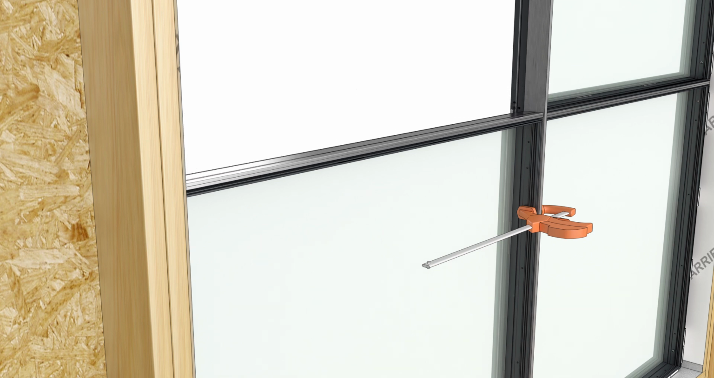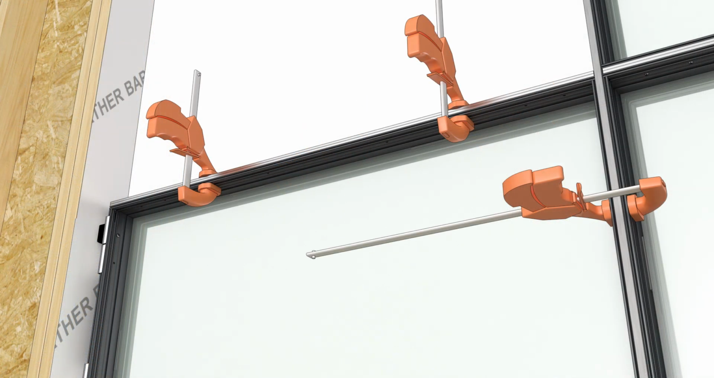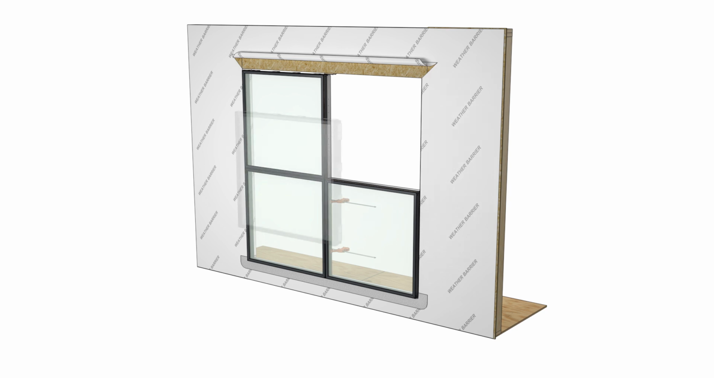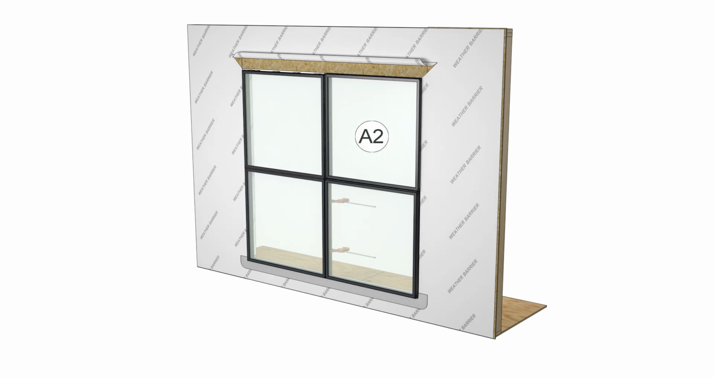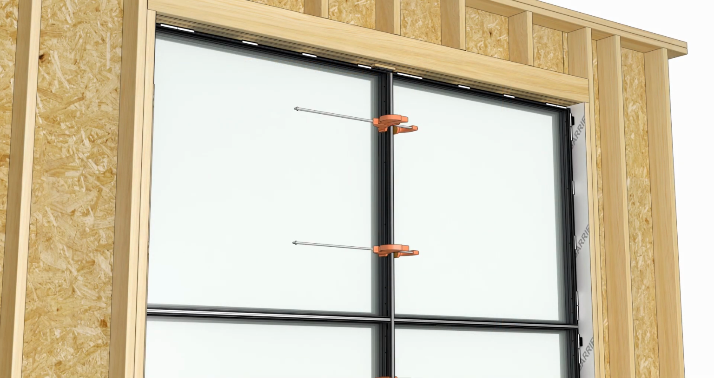If not attached from the factory, apply the horizontal mull pin on top of the B2 unit. Apply sealant to the exterior of the assembly. Carefully position the A2 unit in place. Clamp the unit to the previous assembly.